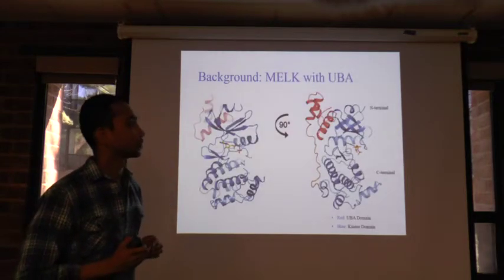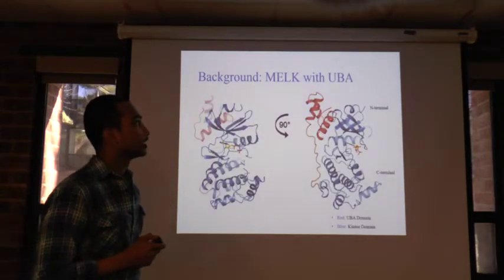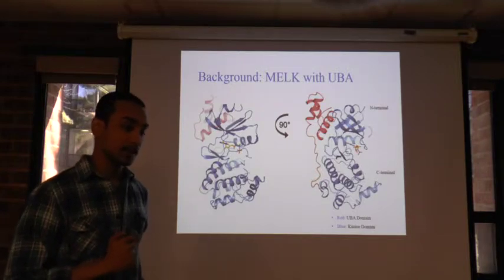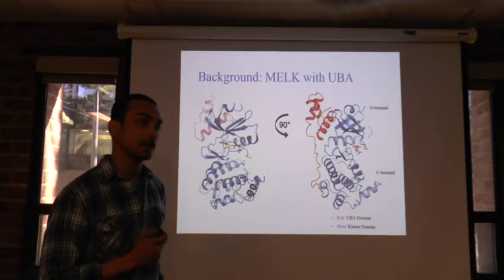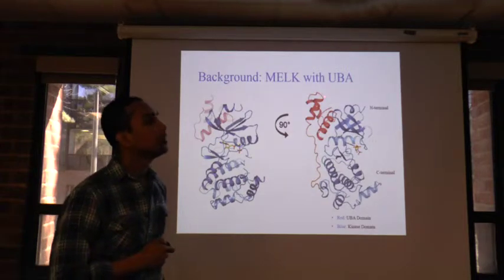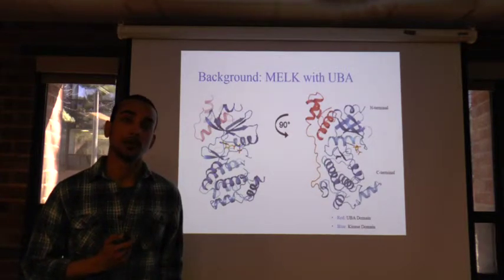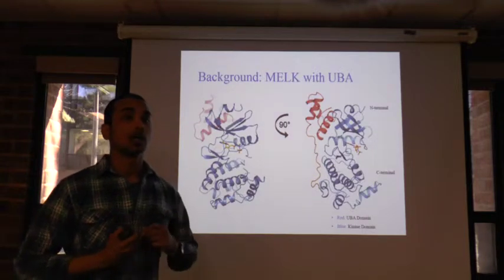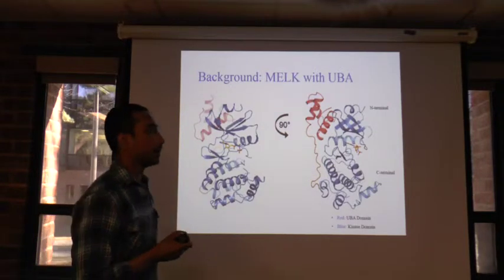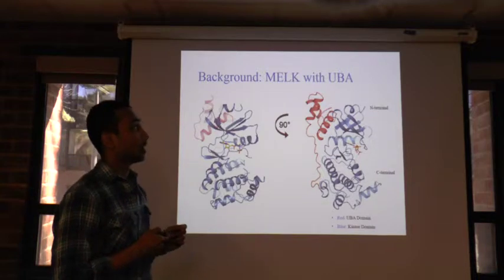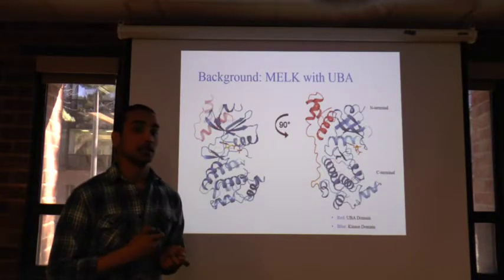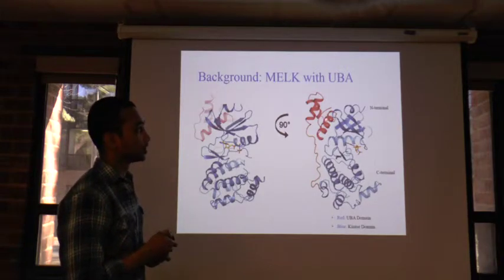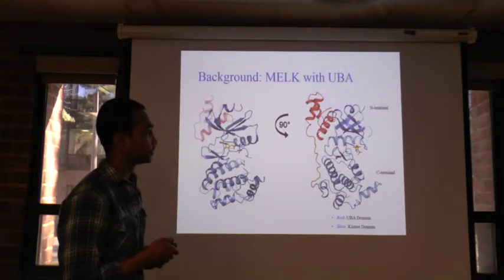If we take a look at the MELK structure, we can see that MELK comes with this UBA domain, and this is unique to MELK. The other kinases don't have this UBA domain. UBA is an ubiquitin-associated domain. The function of ubiquitin itself is to degrade superfluous or defective proteins. But the function of the UBA domain is still undetermined, and it only shows up in this MELK kinase.